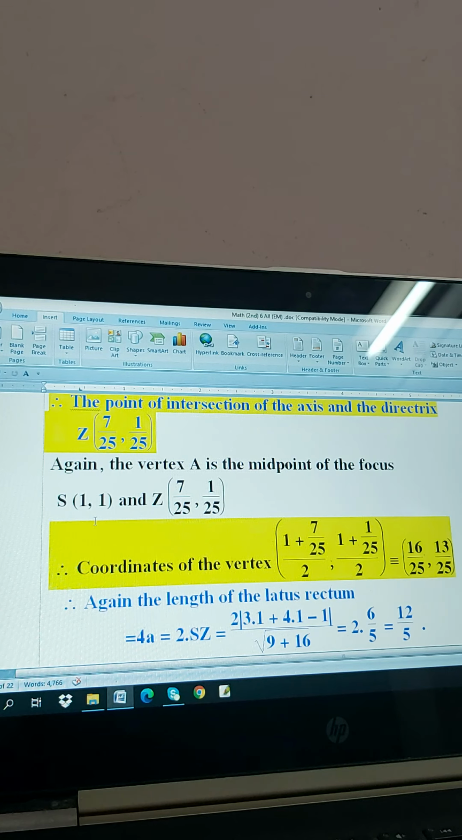This is the coordinate of the vertex. This is our target, this is also another answer.